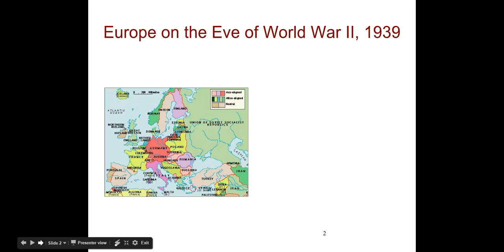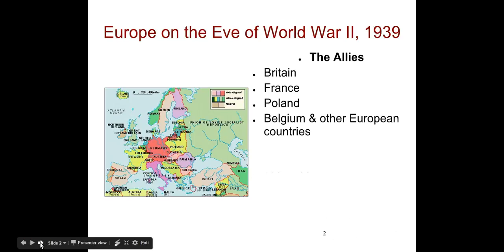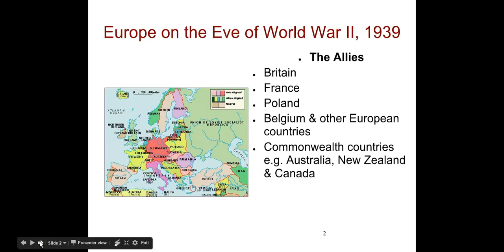Well, Europe on the eve of World War II in 1939. So before it officially became a world war, who is involved? Well, here are the Allies. The Allies are Britain, which we know as England, France, Poland over here, and you can see it's kind of bookending Germany. Germany is here in the middle between France and Poland, Belgium, and then the other European countries, okay? Notice we have not yet mentioned Italy. We will in a minute.